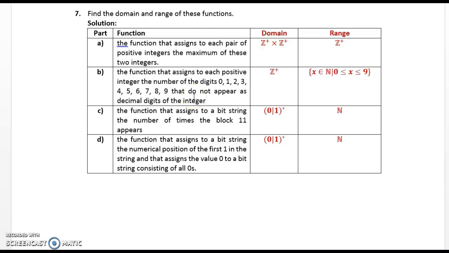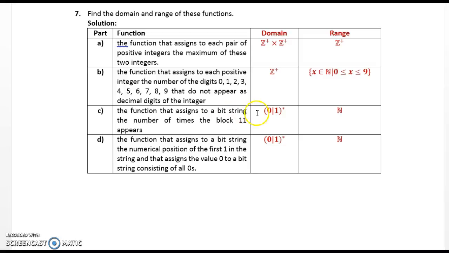The function that assigns to each positive integer the number of digits, 0, 1, 2, 3, 4, 5, 6, 7, 8, 9, that do not appear as decimal digits of the integer. Well, we have the positive integers as the domain, and our range is the natural numbers between 0 and 9. The function that assigns to a bit string the number of times the block 1, 1 appears.